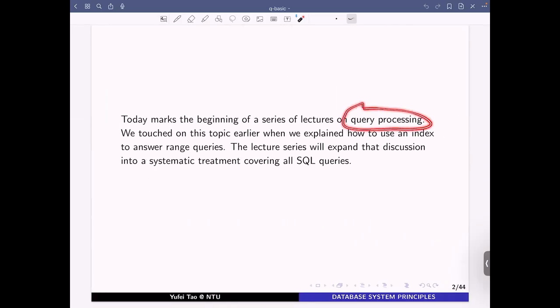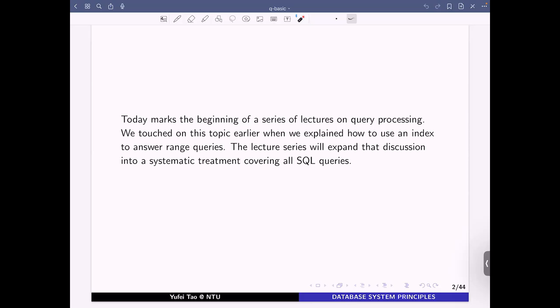Well, about the topic of query processing, we have actually touched upon this topic earlier. I don't know if you still remember. About two lectures ago, we talked about how to use indexes to answer a particular type of queries, range queries. And there you were able to see some representative examples designed to demonstrate the process with which the query optimizer makes decisions about how to execute different queries.